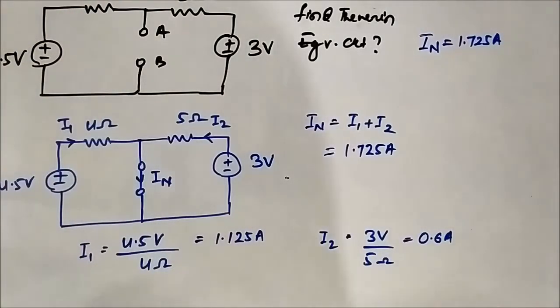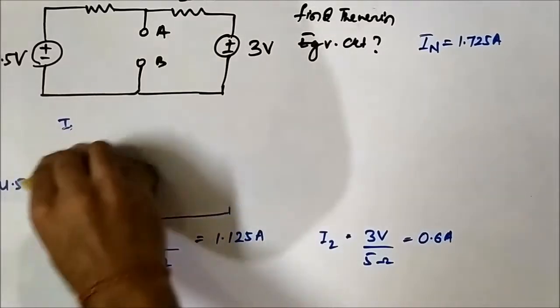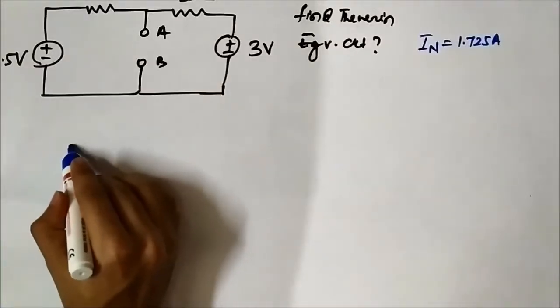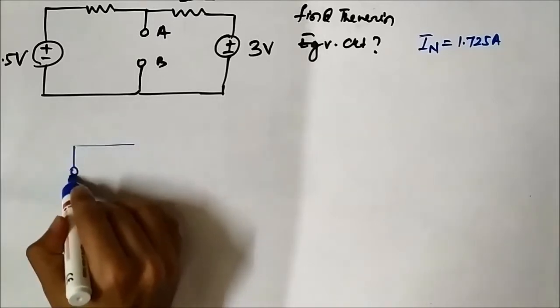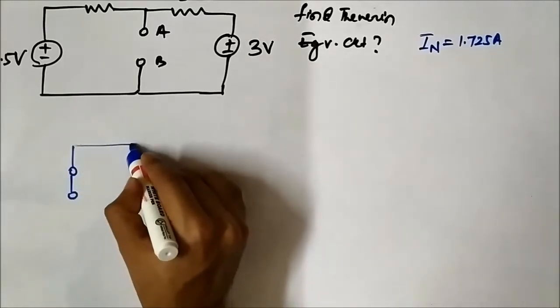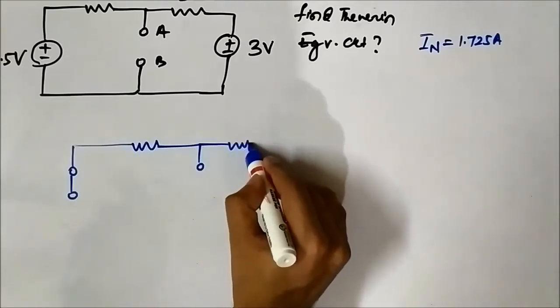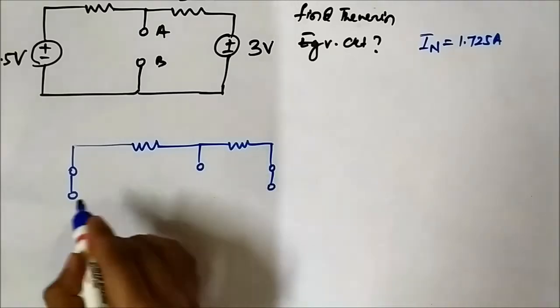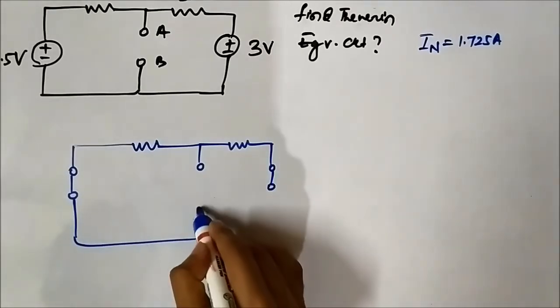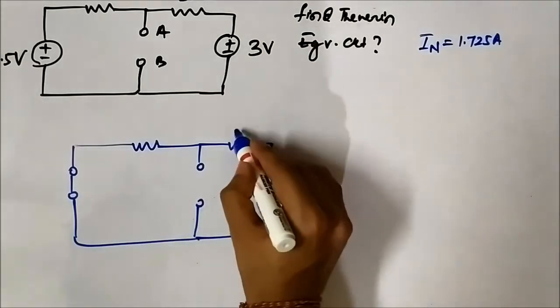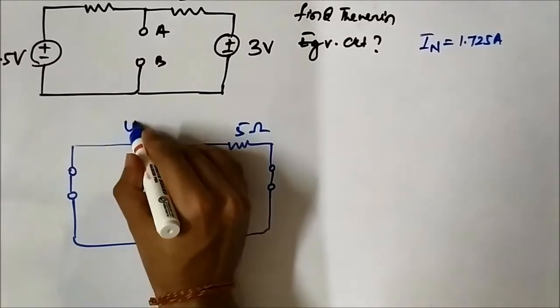Now we'll find Rn, the equivalent resistance, deactivating all the independent sources. So for Rn we have to short circuit the independent voltage sources. So here 4.5 volt is short circuited and 3 volt is short circuited. Five ohm, 4 ohm.